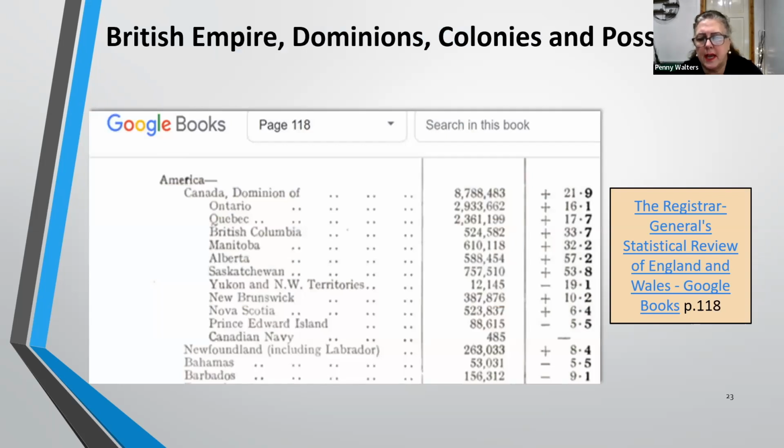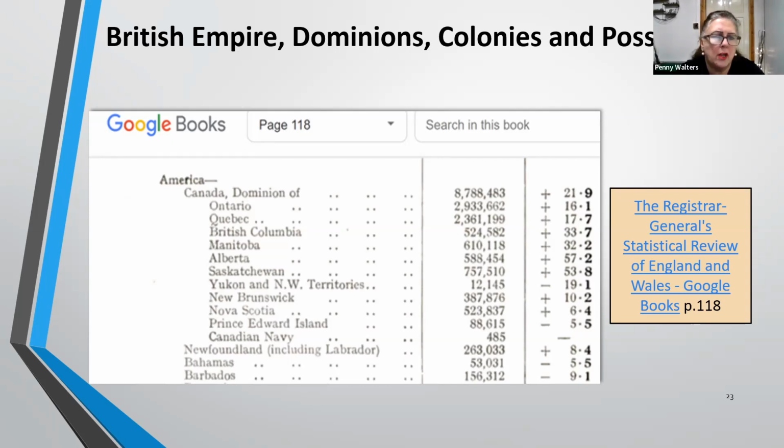Just because I was in agony scrolling up and down, and I had to do it manually, I found this. Somebody might be able to explain this to me later, because I only found this a couple of hours ago. I was just tidying up the presentation, and it said on page 118, Canada, Dominion of, 8,788,483. And it's got explicitly Ontario, Quebec, British Columbia, Manitoba. So you can just see that list there.